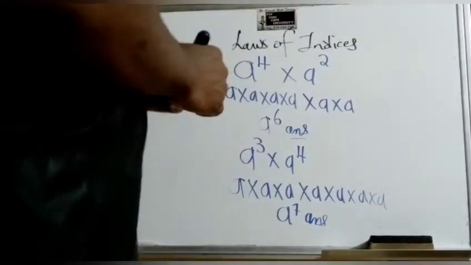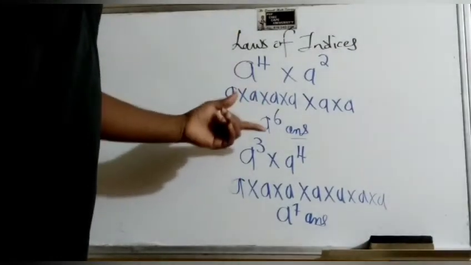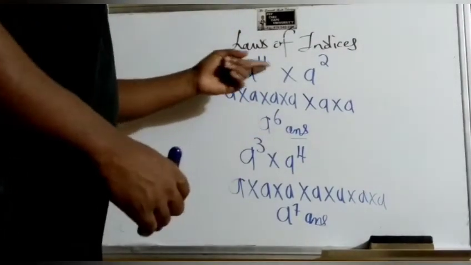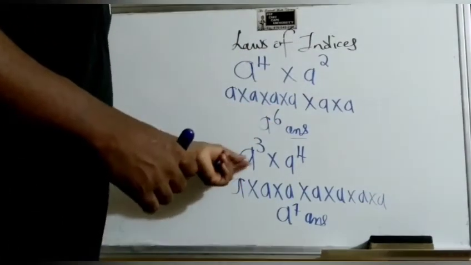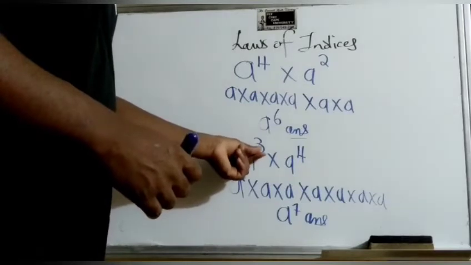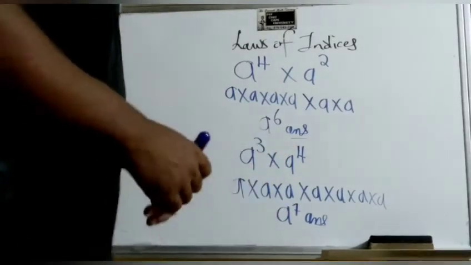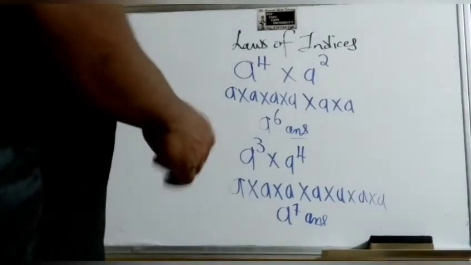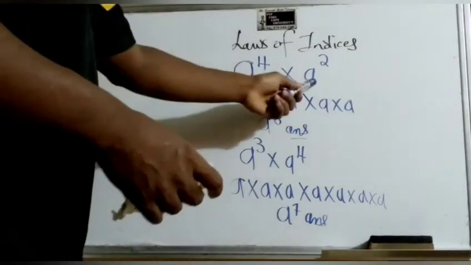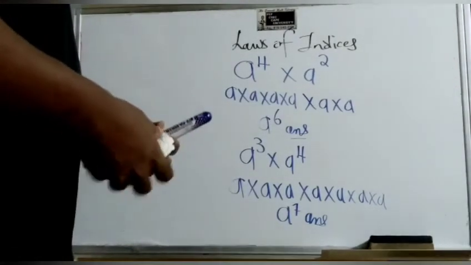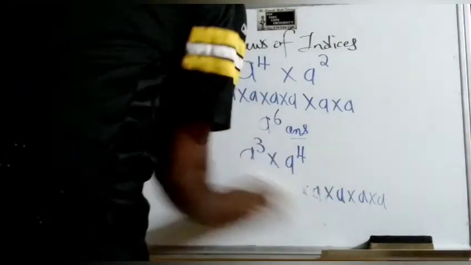Now by now you would have noticed that it's like we are adding. So here we have 4 plus 2, 6. A to the third times a to the fourth will be 3 plus 4, which is 7. So the first rule is when we are multiplying and we have the same base, we add the powers. We add the powers. Very good, guys. Let's go again.